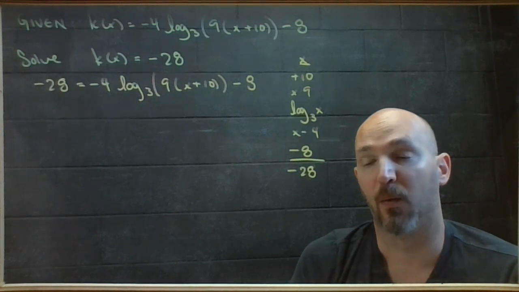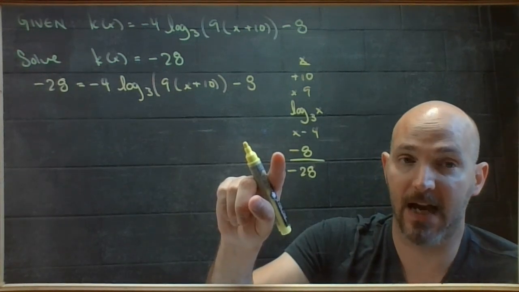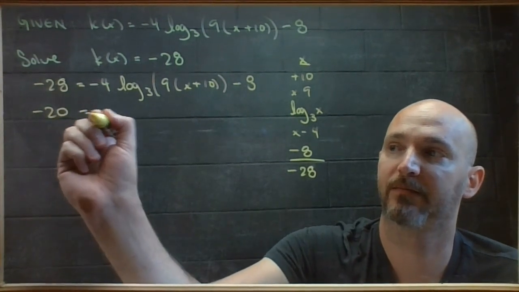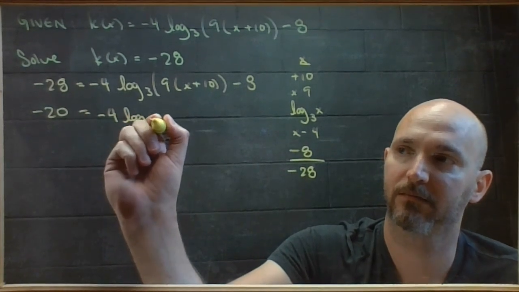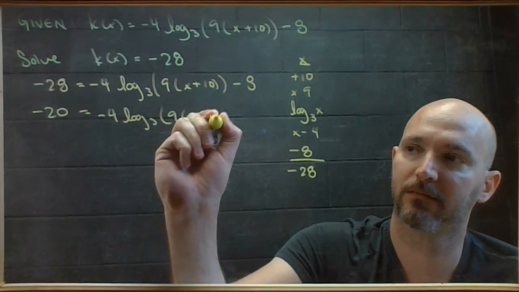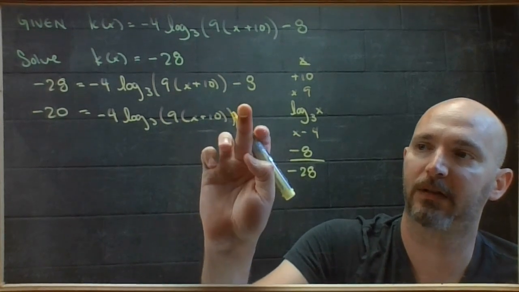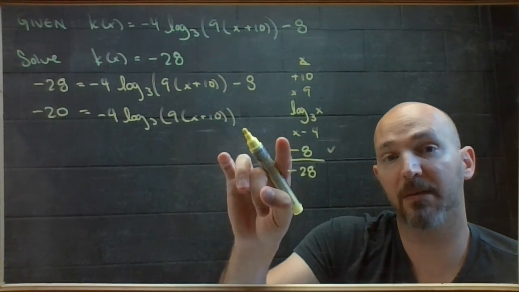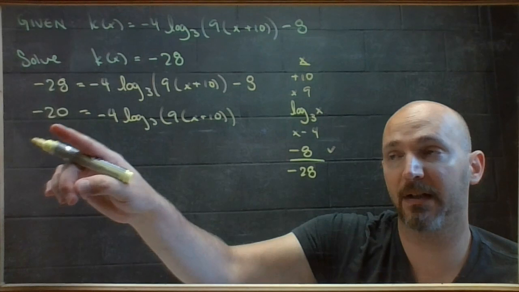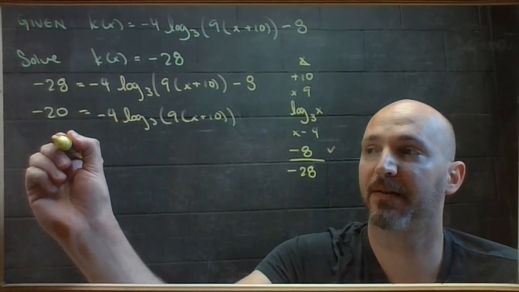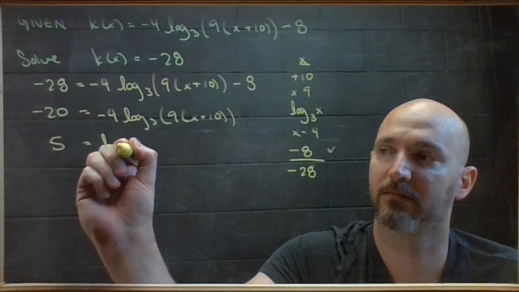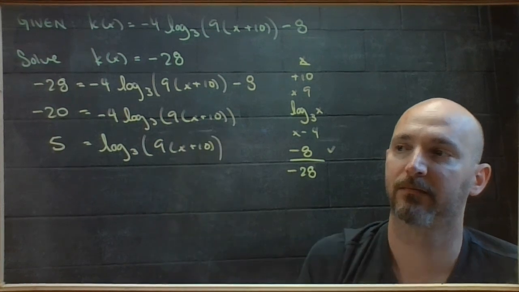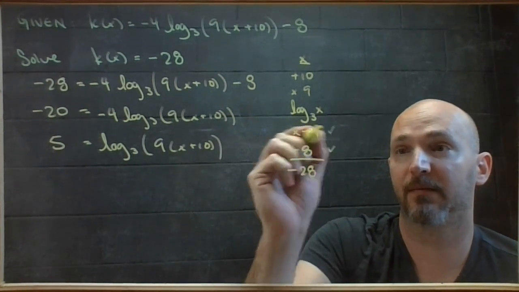So, working backwards, break a -8 by adding. -28 plus 8 gives me -20. Check. The break multiplying with division. So -20 divided by -4 gives me +5. Check. So I'm at this stage.